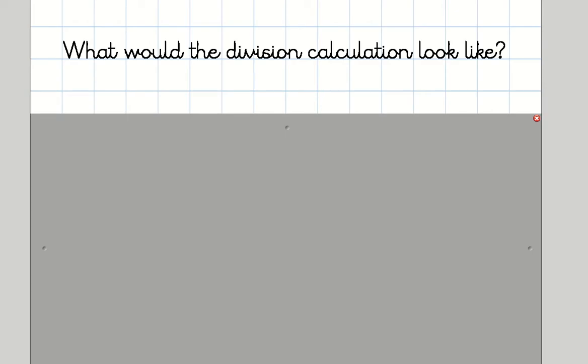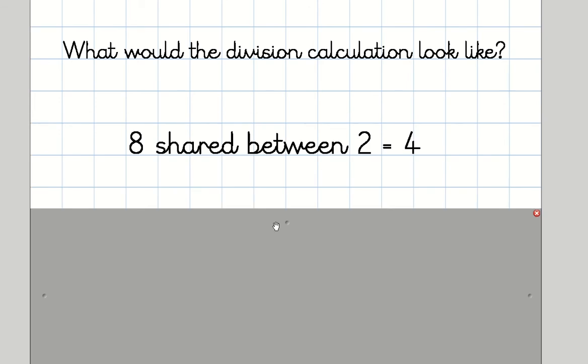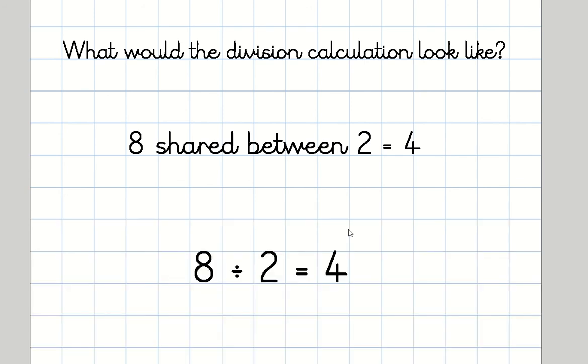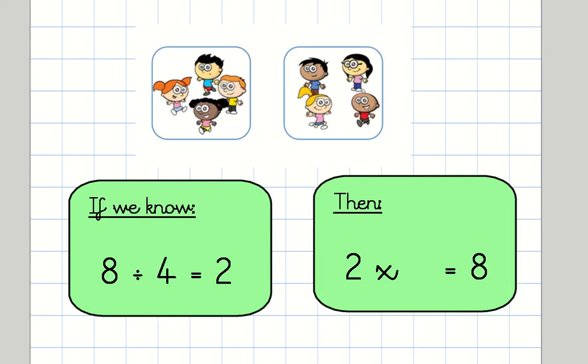I wonder what the division calculation would look like for this. So we've had 8 and we shared 8 between 2, and that gave us 4. So the division calculation, and you can pause this if you'd like to and write it down yourself, would be that 8 divided by 2 equals 4. Let's have a look at the next slide.